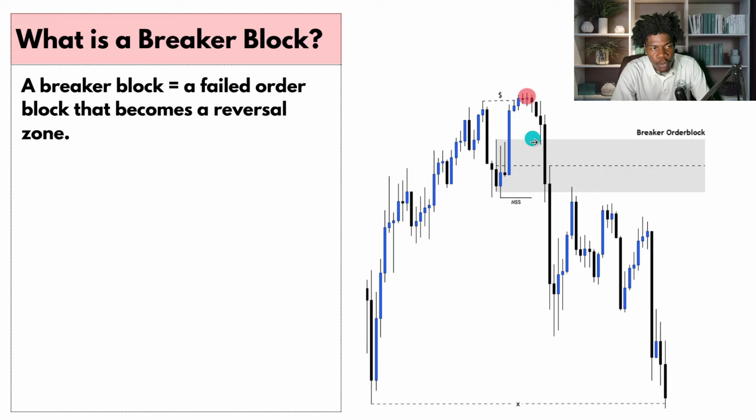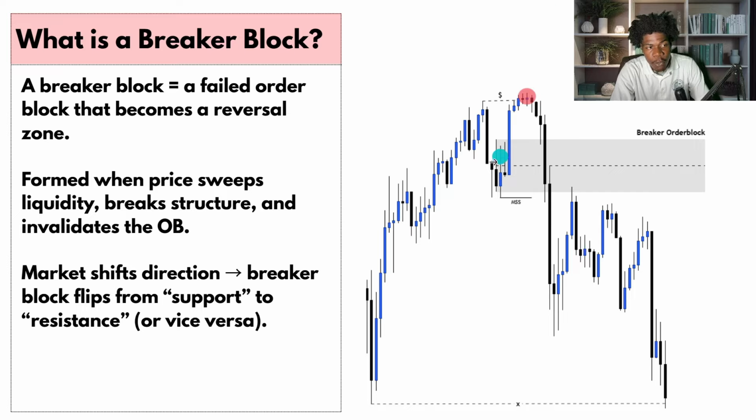They're formed when price sweeps liquidity, breaks structure, and invalidates an order block. The market shifts direction. That means the breaker block flips from being a support to now being a resistance. As you can see right here, this order block, like I stated, was supposed to be a support zone. But once price purged through it, it becomes a breaker order block. Marked in gray, the last bearish candlestick will be your breaker order block.